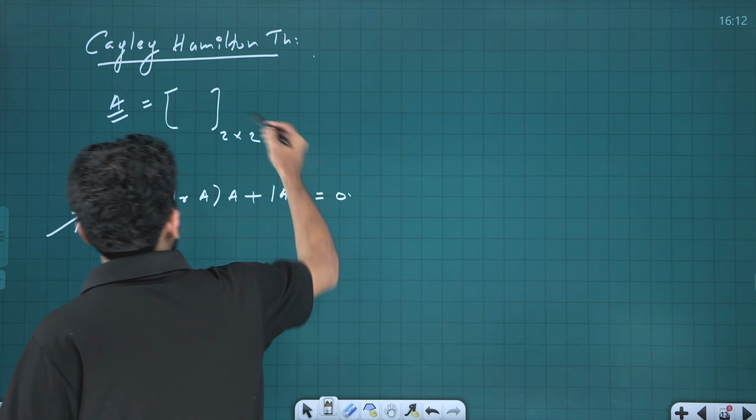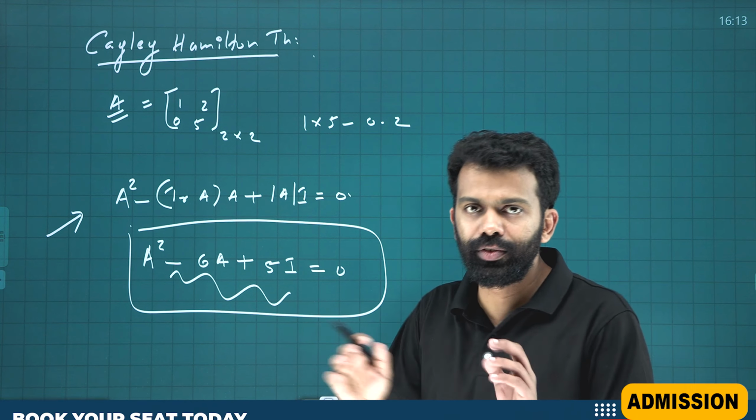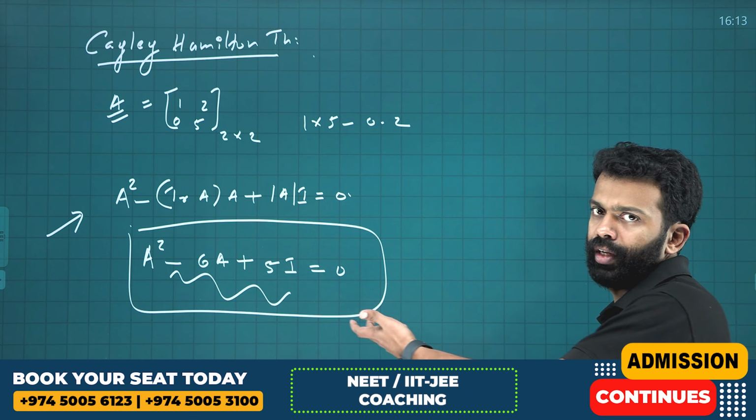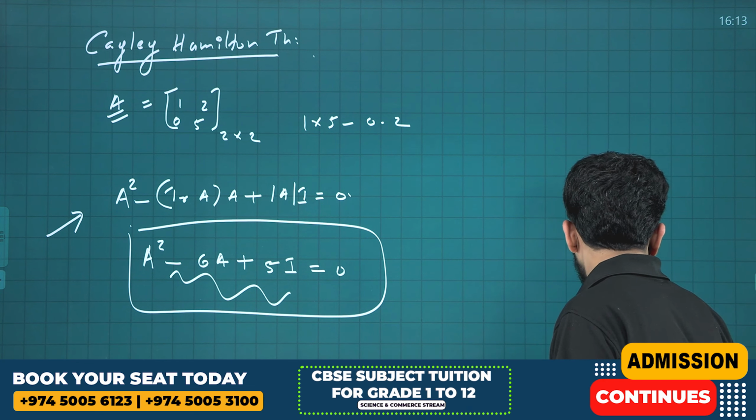Let's take A as [1, 2; 0, 5]. Trace means sum of diagonal elements. Hope you know that. That is, A square minus trace of A, which is 1 plus 5, that is 6A. And what is determinant of A? 1 into 5 minus 0 into 2, that is plus 5I is equal to 0. If you substitute the matrix here, you will get the result as a null matrix. That is, if you find A square and substitute it here as a whole, you will get a null matrix. This is what Cayley-Hamilton theorem states. It's for a 2 by 2 matrix. We will discuss this for a 3 by 3 matrix as well. It's slightly different from this one.